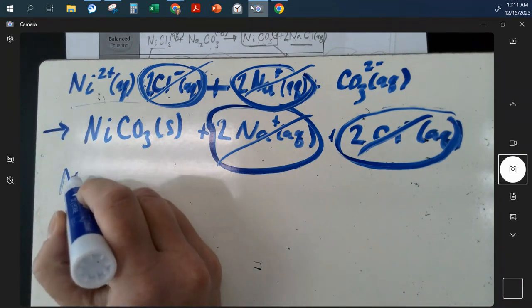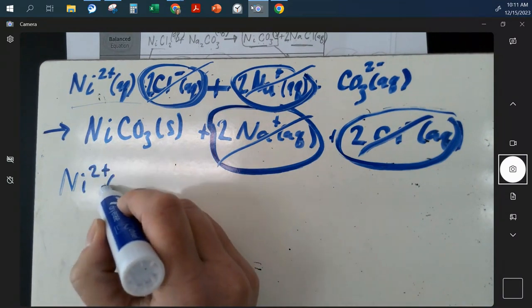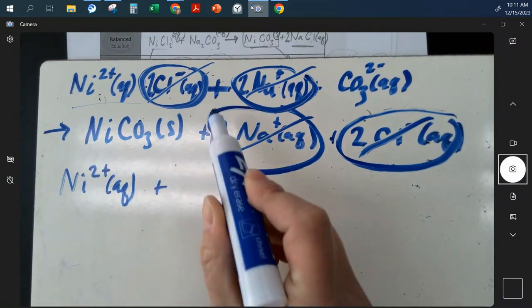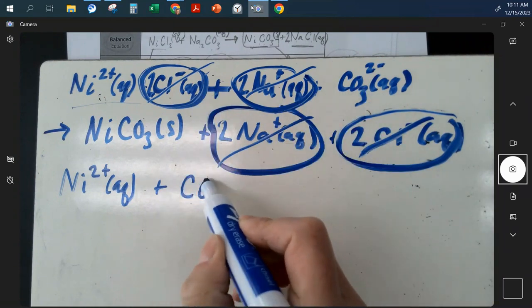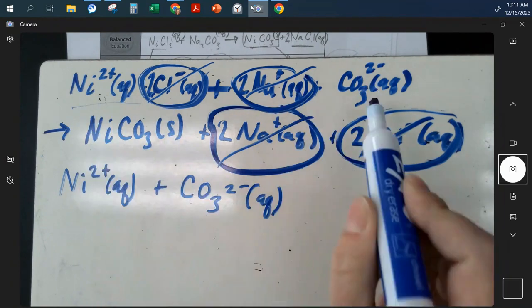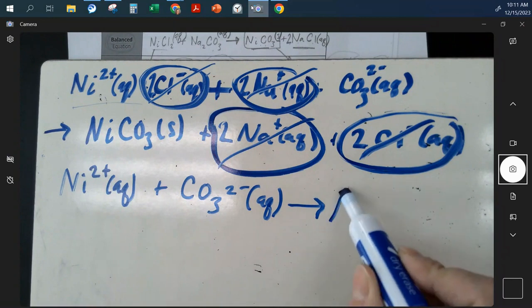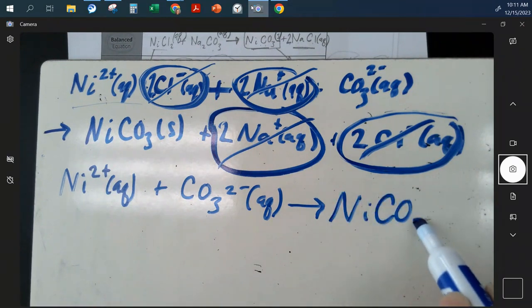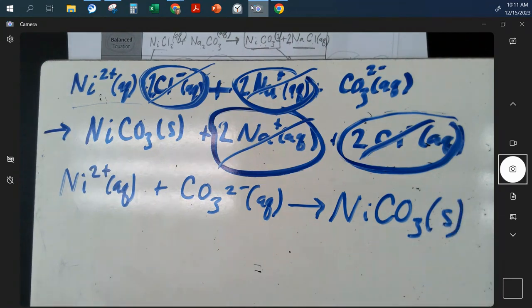So nickel is doing something, nickel 2+, which is in the aqueous phase. And that's combining with carbonate, which is also in the aqueous phase, and they're combining to form nickel carbonate. And it's also still balanced, and I have my phases. That's the net ionic equation. Okay, so that's the process.